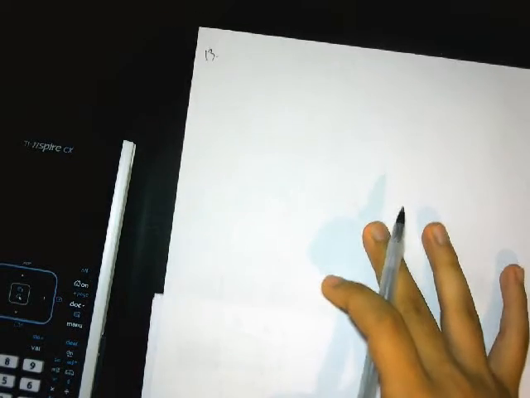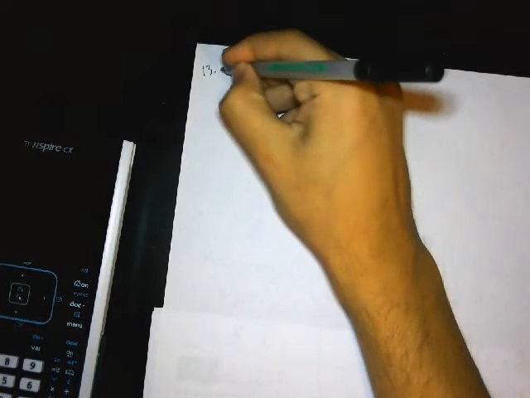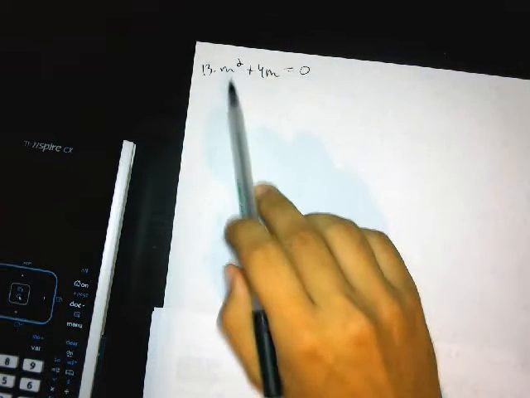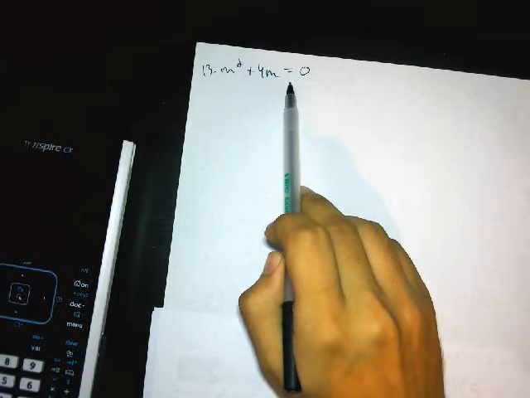Alright. Number 13. Number 13 reads m squared plus 4m is equal to 0. So here's a bit different. I don't have that third term. So the factoring that we're going to do here is GCF. So we're going to pull out everything that we see that both terms have in common.